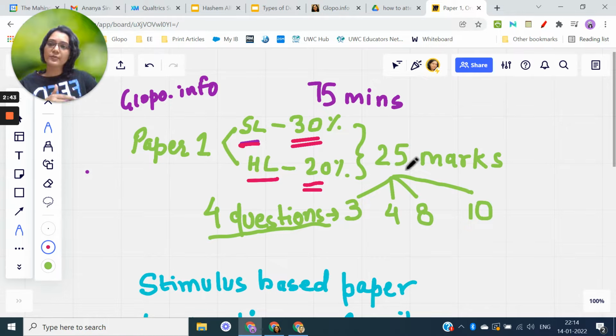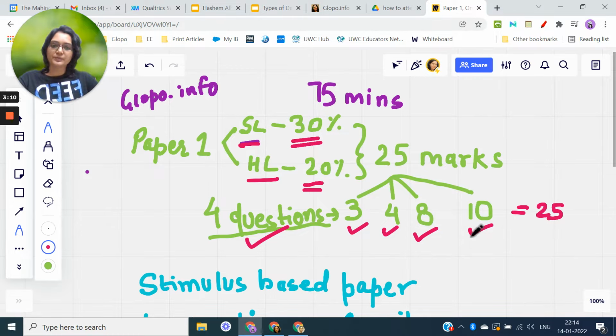Now, I further divide the marks into four categories. There would be four questions. The first question would be of 3 marks, the second question of 4 marks, the third of 8 marks, and the fourth of 10 marks. That means a total of 25 marks. Clear? So these are the four questions we are going to cover.